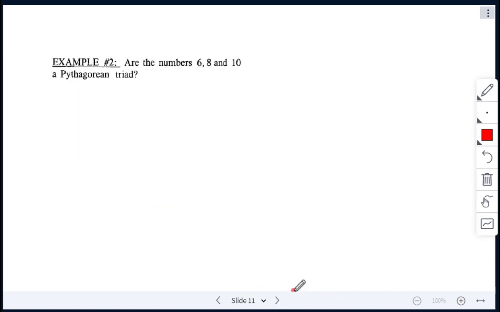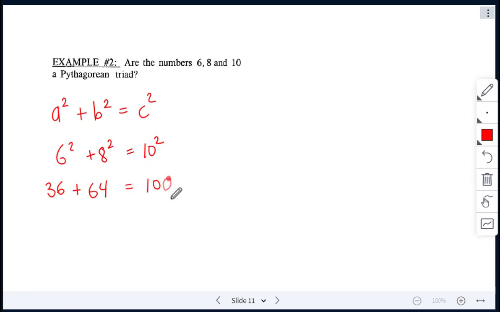All right, let's try this one as well. The numbers 6, 8, and 10, are they a Pythagorean triad? Same thing, we're going to use 10, it's the largest, we'll use that as our hypotenuse. So here is our formula. 6 squared plus 8 squared has to equal 10 squared. Here we get 36, and here we get 64, and it has to equal 100. 36 plus 64, it does equal 100. So therefore, yes, these numbers are a Pythagorean triad, 6, 8, and 10.